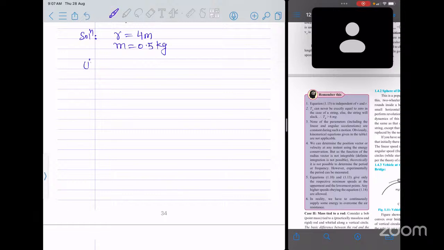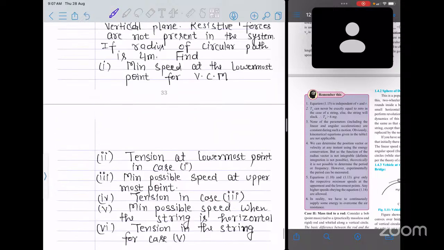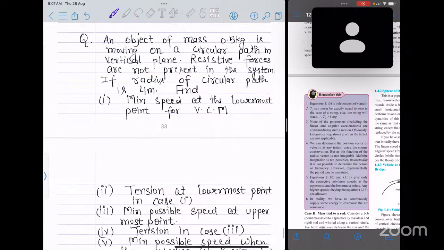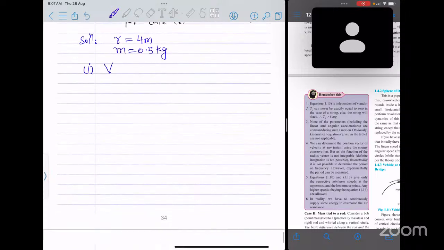First part is minimum speed at lowermost point. So at lowermost point, minimum possible to complete the vertical circular motion, we have direct result for it.